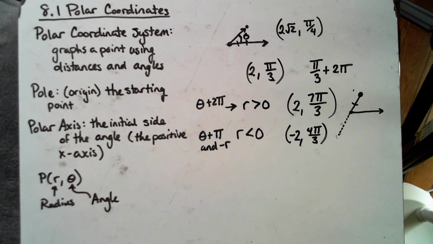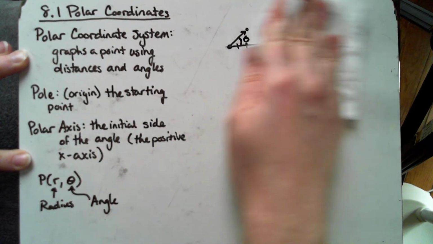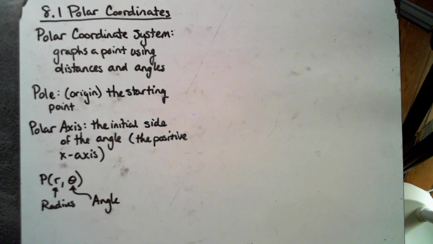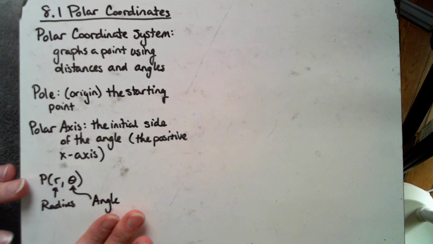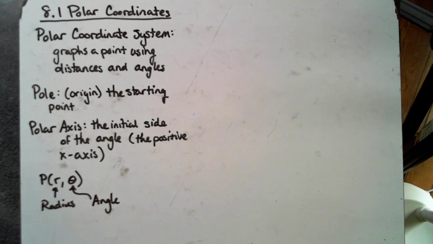Okay, so that's it for this video about the graphing. Next, we're going to be talking about how to change an ordered pair from a normal coordinate system into a polar coordinate system. And we're going to talk about how to change a polar coordinate into a rectangular coordinate. So make sure to watch that video.